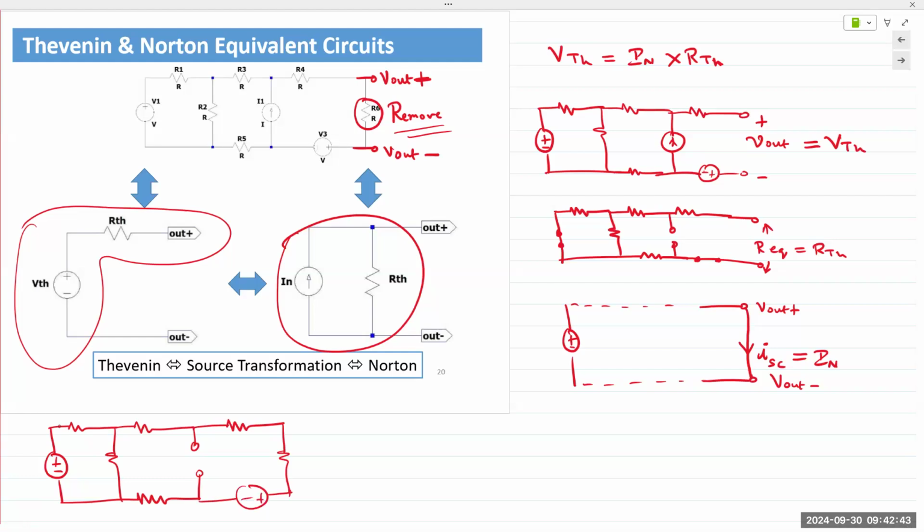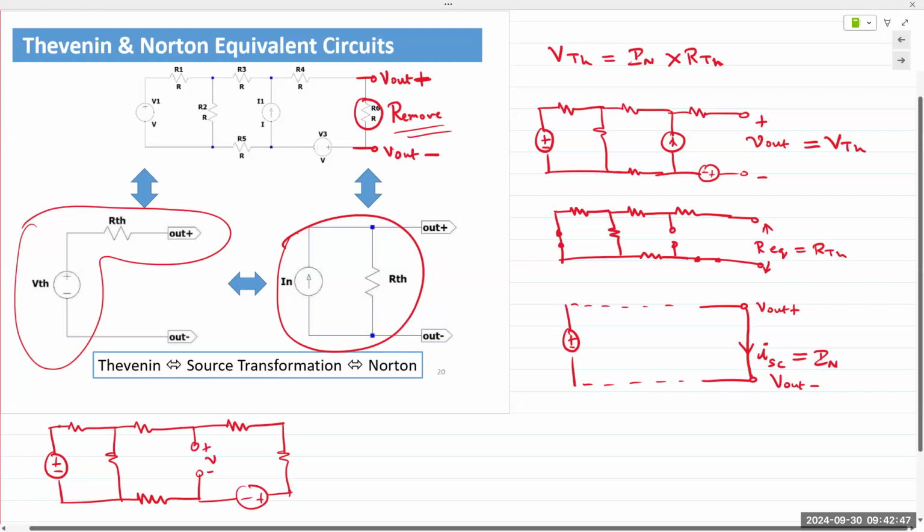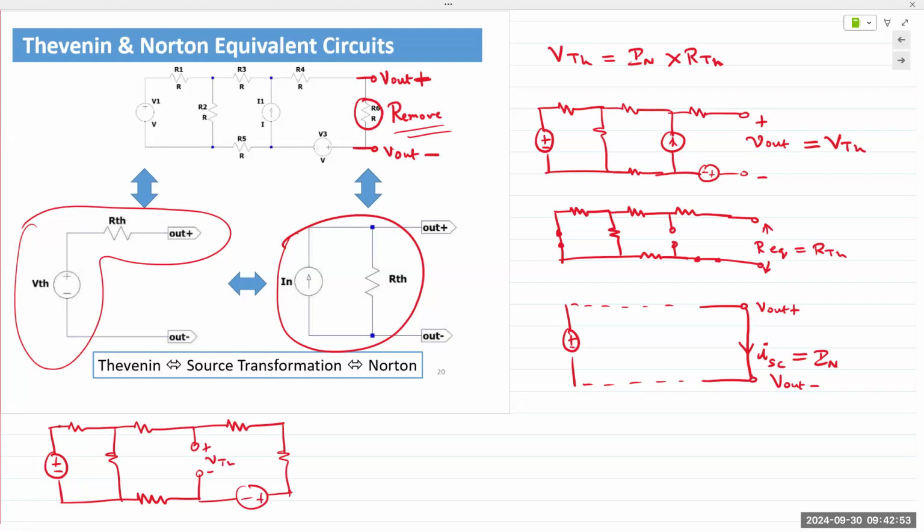Now in the lab, of course, you analyze this to find VTH. If you want to measure voltage, you determine your terminals, take a multimeter, and connect it to those terminals. Ten seconds, measurement is done. The actual calculation for Thevenin Norton takes much, much more time than the actual measurement in the lab.